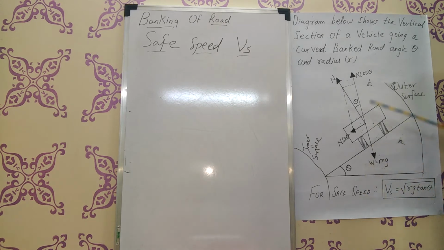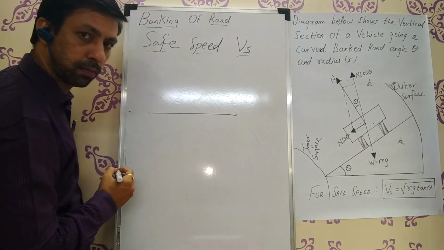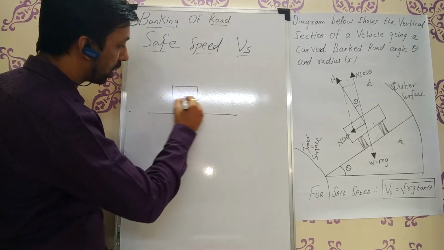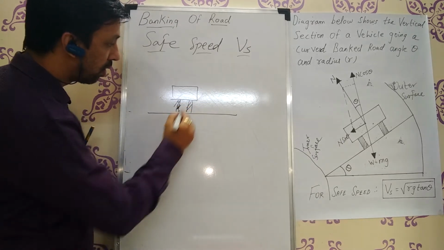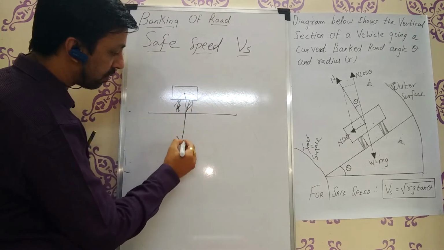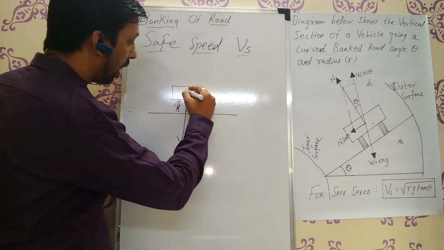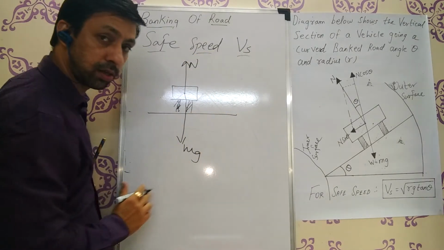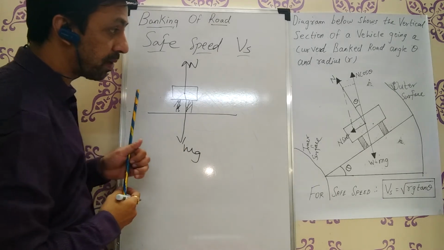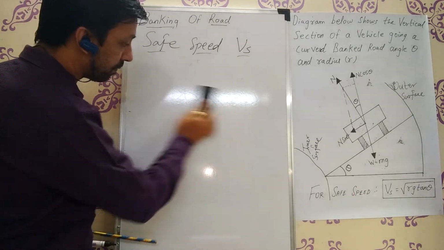When the car is on a straight road, the weight of the car will be downward, and the normal will be upward. That is the case of a straight road. But now the situation is something different.